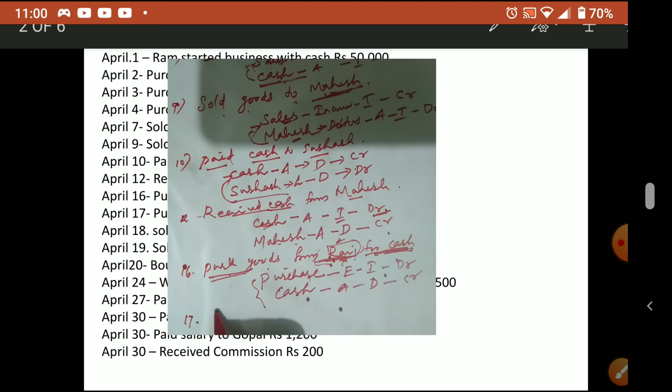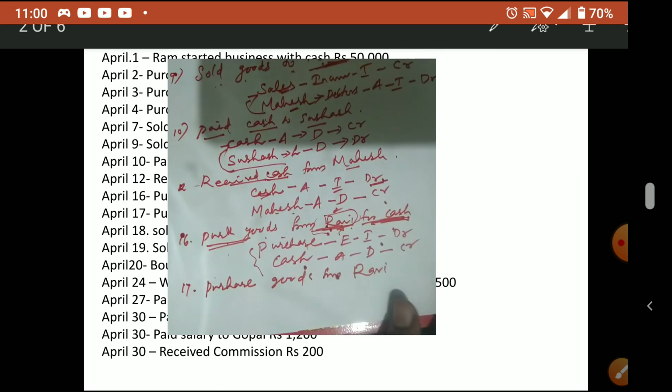Now next one is purchase goods from Ravi. Now you see cash word is not there. Purchased goods from Ravi. So they are saying only Ravi. For cash is not there. Here for cash is there. So what you have to write? Purchase is one aspect. This Ravi is another aspect. Okay. So when money is not received or paid, that person is very important. That's why we have to record his name.